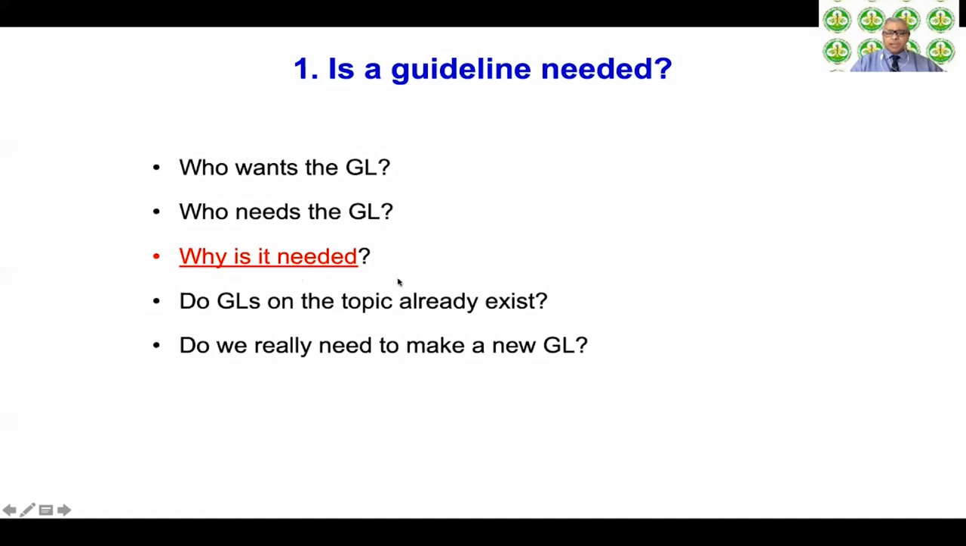And if a guideline is required, we then need to explore if a guideline already exists, even if it's for a different setting, and there are barriers to using the existing guideline, and then ponder very deeply on whether or not a new guideline should be formulated at all. Because this is a time-consuming, resource-intensive process, and therefore one needs to get into it when one is totally clear that a guideline is indeed required.